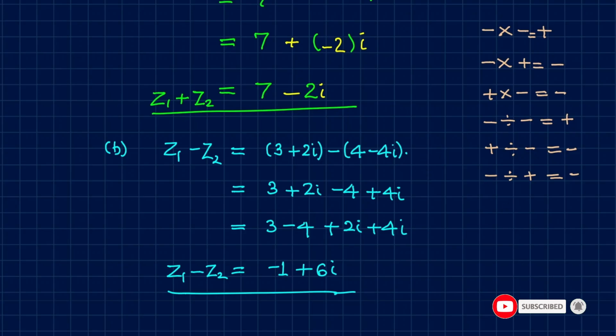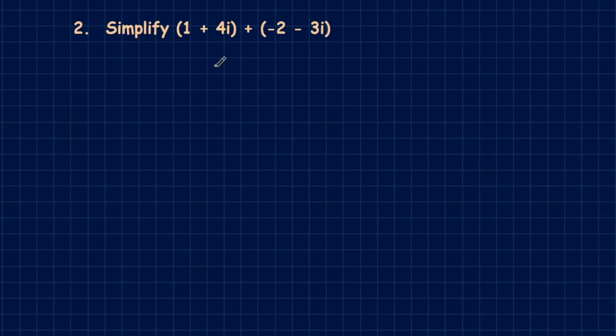So let's move on to the next part, and that is question number 2. I prepared 3 questions for you here. Question number 2 is very brief. In question number 2, we're asked to simplify this complex number given by 1 plus 4i plus into bracket negative 2 minus 3i. So we can copy it down here and say 1 plus 4i plus negative 2 minus 3i.